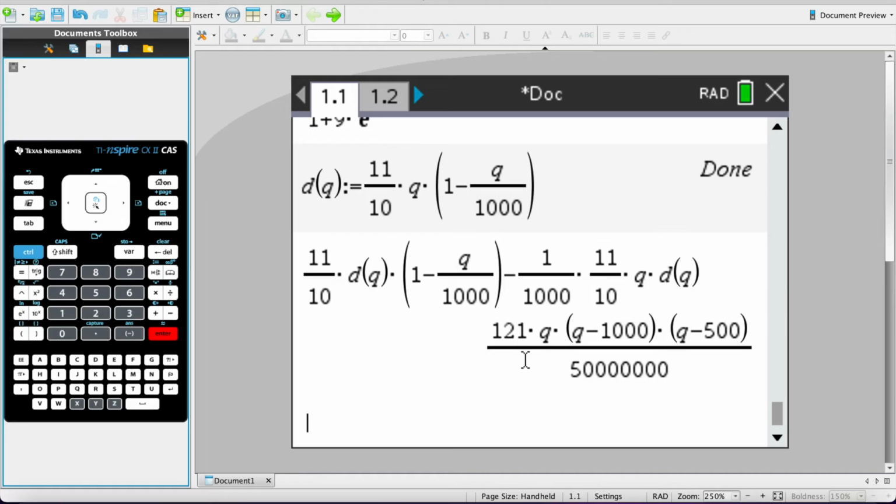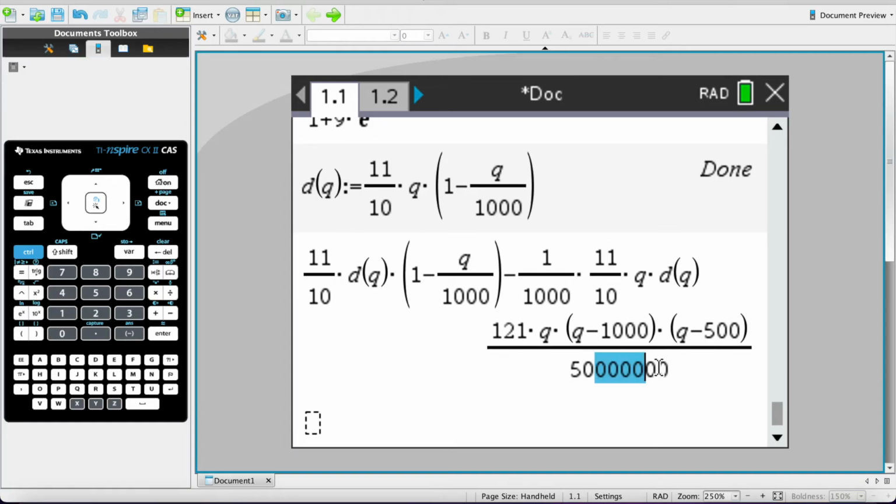So 121Q times Q minus 1000 times Q minus 500 all over, is that 5 million? That can't be 50 million. How many zeros is that? 1, 2, 3, 4, 5, 6, 7. So that's 50 million. 6 zeros right there. Okay, well, I guess I didn't really make a mistake, did I?